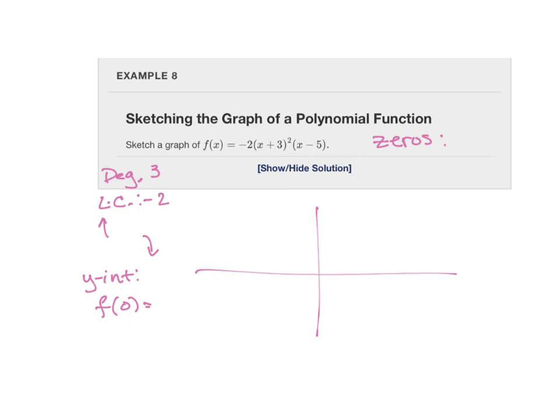F of 0. Meaning I'm going to plug in 0 into my function. So we've got a negative 2, we've got a 0 plus 3 squared, and we've got a 0 minus 5. F of 0 equals negative 2 times, what's 3 squared? 9 times negative 5. I would multiply the negative 2 and the negative 5. What does that make? 10, 90. So F of 0 is 90.